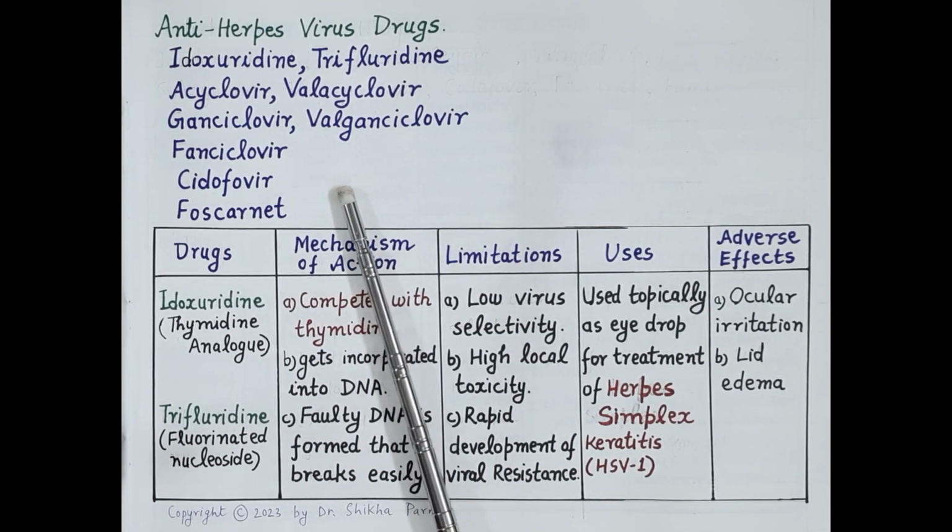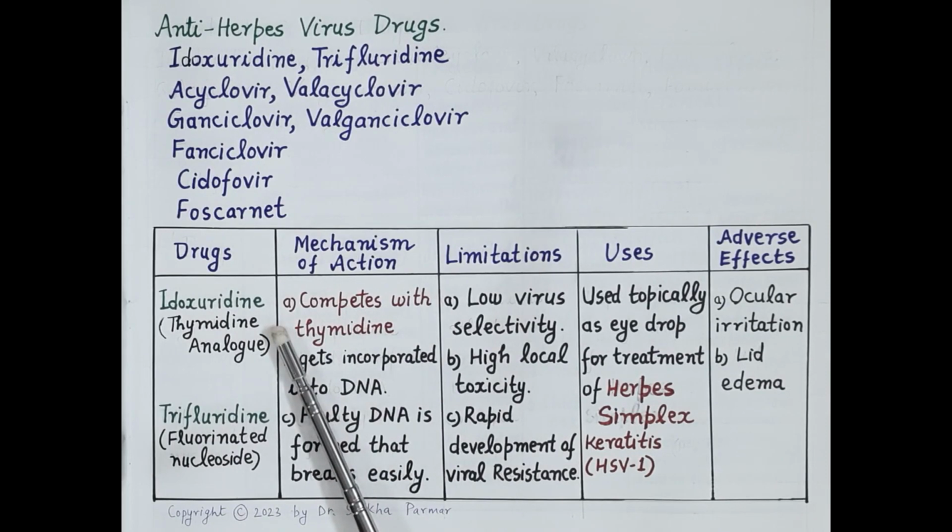Now let's discuss pharmacology of each of these drugs. Now, idoxuridine is a thymidine analog. So, structure of idoxuridine is similar to thymidine. Now, as we know now that thymidine is one of the building blocks of DNA. Trifluridine is a fluorinated nucleoside. It's structurally related to idoxuridine. So, both idoxuridine and trifluridine, they act by the same mechanism.